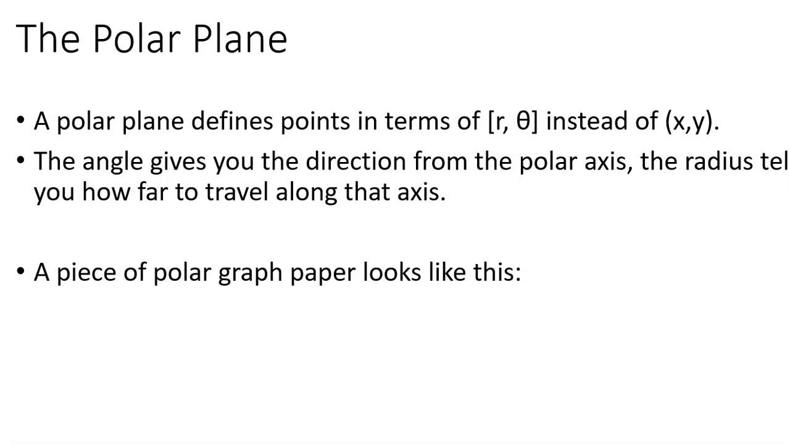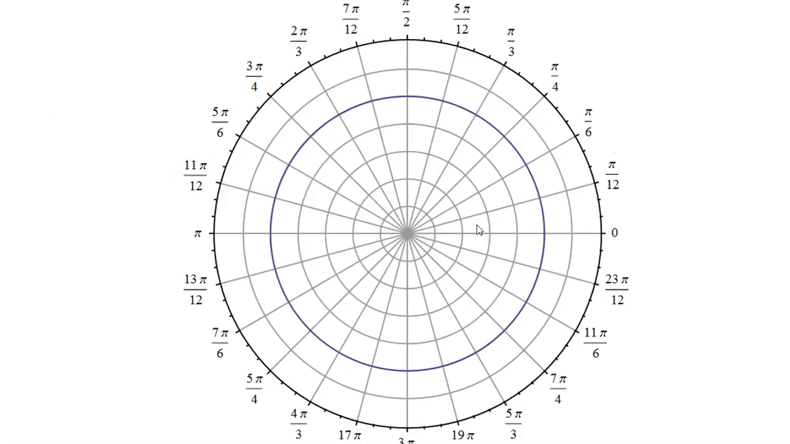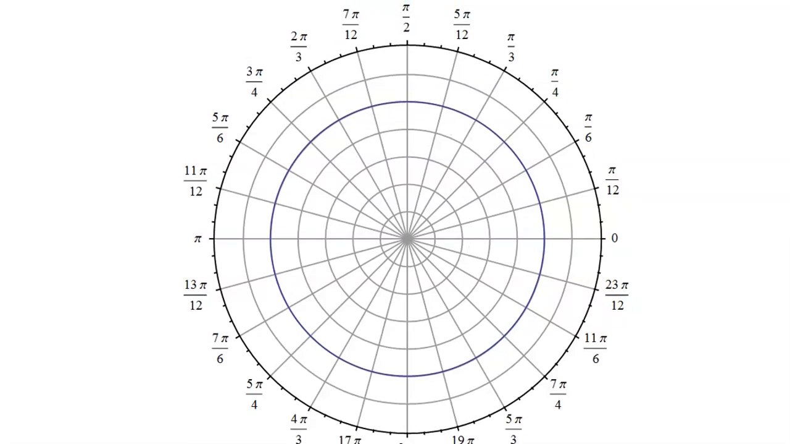I don't know if you've ever seen a piece of polar graph paper, but here's an example of a piece of polar graph paper. This one is like a super duper polar graph paper because it actually goes down to 12ths. Oftentimes you don't see them broken down into 12ths. But you see, here's your 0. Here's your pi over 6, pi over 4, pi over 3.